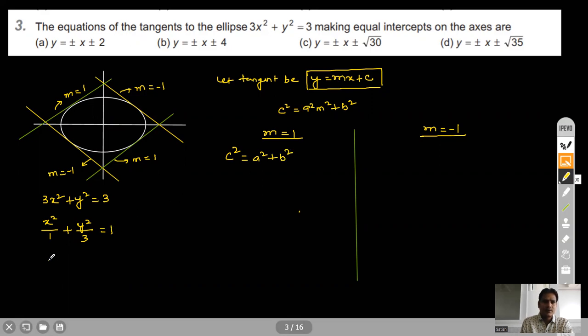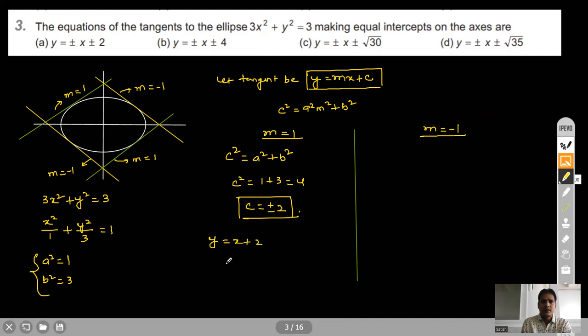Now what is a²? If you see here, the value of a² is 1 and the value of b² is equal to 3, right? Comparing with the standard form of the ellipse. So a² equal to 1. That means this c² is coming out to be 1 + 3, right? Equal to 4. So we got the value of c as ±2. Right. So what will be the equation in this case? Equation of tangent. It will be y = x + 2, right? Or y = x - 2, right? So these two equations I am getting when I am considering m equal to 1.